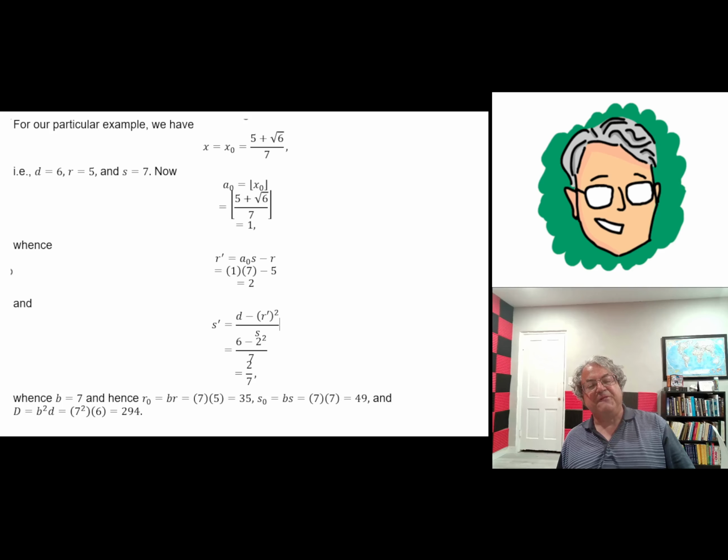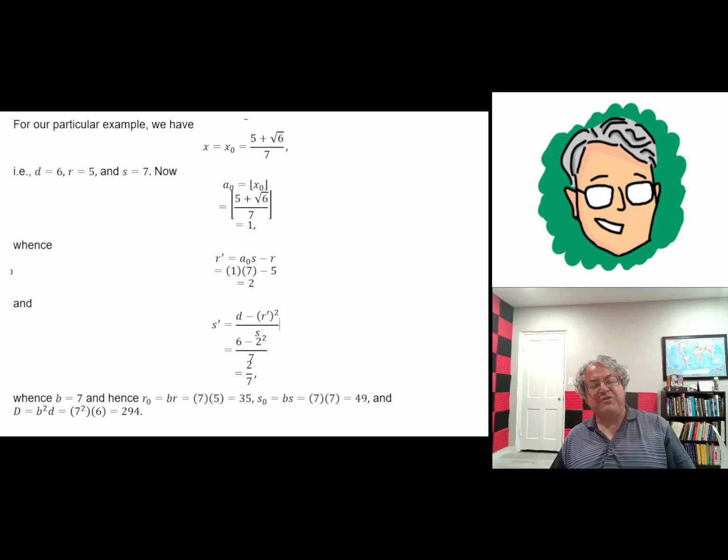And that means that r prime is a naught s minus r. And if you calculate that, you get 2. 7 minus 5 is 2. And then s prime is going to be D minus r prime quantity squared over s. That turns out to be 2/7. So it's not an integer. Our denominator is 7, and that means we have to multiply everything by 7.